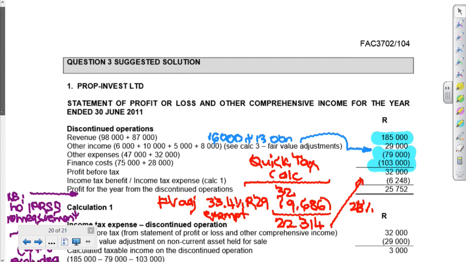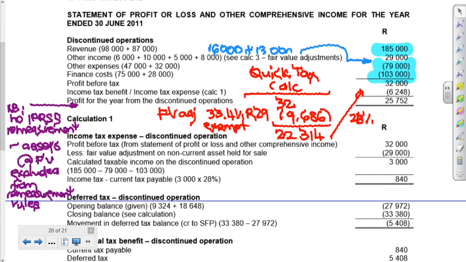The example we practiced, Aqua, then had a line there that said loss on remeasurement IFRS 5. I don't have an IFRS 5 remeasurement because I have investment property. So that line is not in this P&L. I've written here, no IFRS 5 remeasurement. Assets at fair value are excluded from the remeasurement rule.